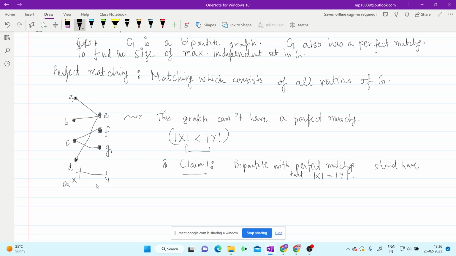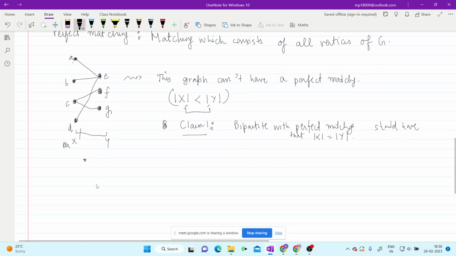So if the order of X is less than Y, and since all the edges have one endpoint in X and one endpoint in Y, in any matching there will be some vertices left over. Suppose X has k vertices v1, v2, v3, v4, up to vk, and Y has more vertices than k: w1 till wk and some more vertices.